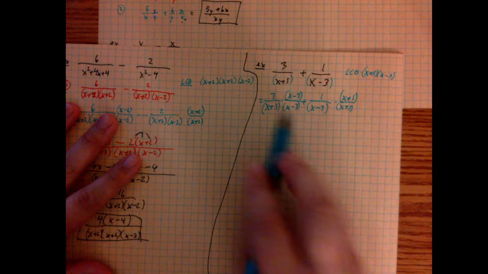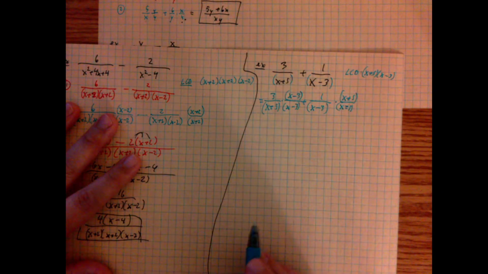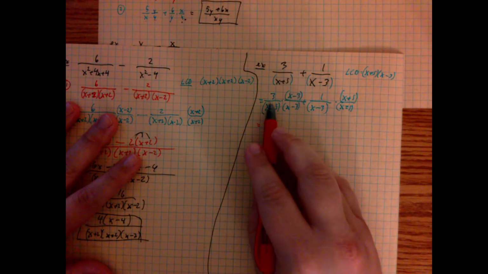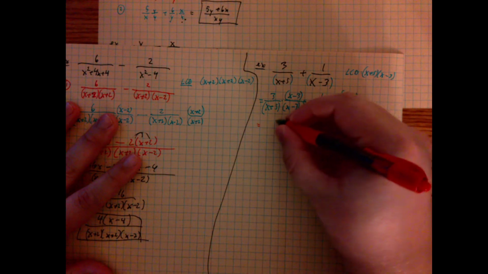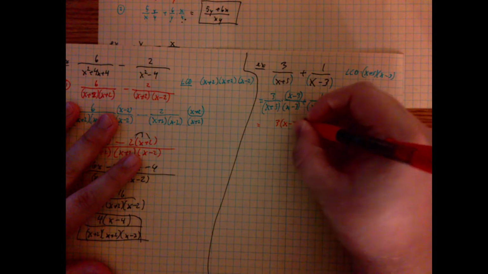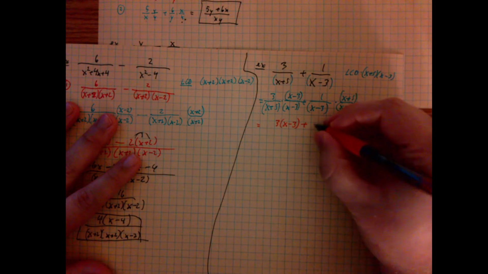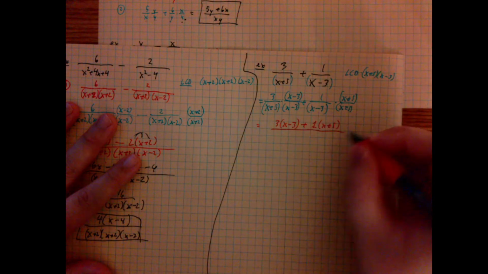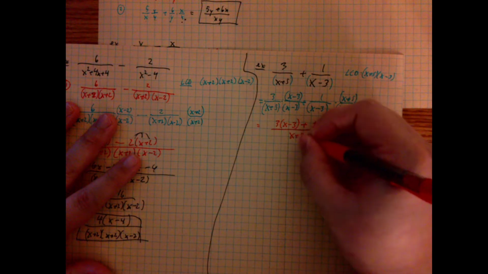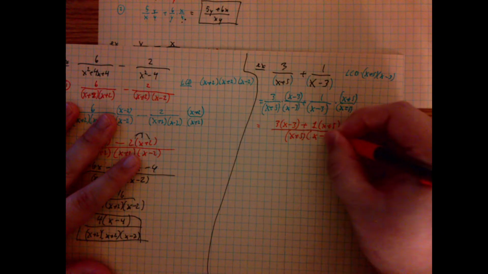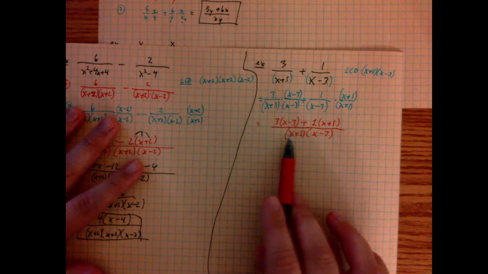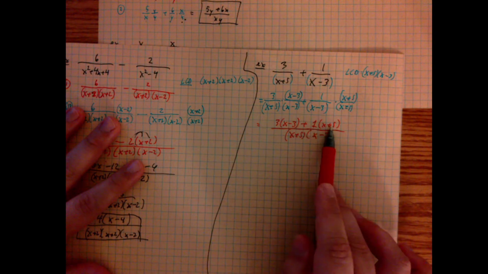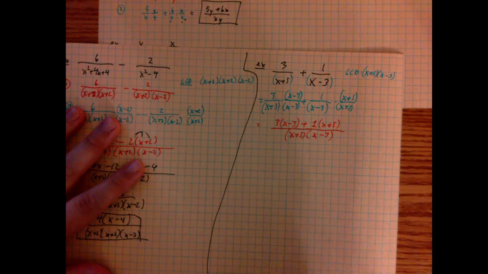Now again, you'll notice the denominators for each of these match my least common denominator. Now I can start multiplying and then do the operation. So 3 times x minus 3 plus 1 times x plus 5, all over x plus 5 times x minus 3. So you can see how the pieces from this first one are right here, pieces from the second one are right here, and the common denominator is on the bottom.